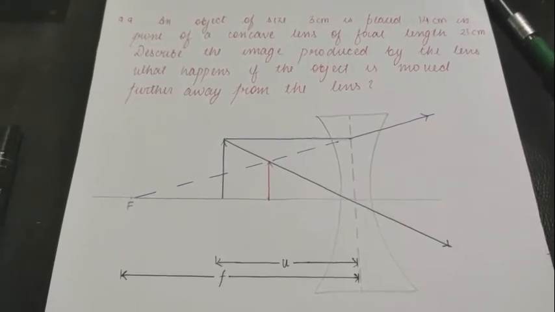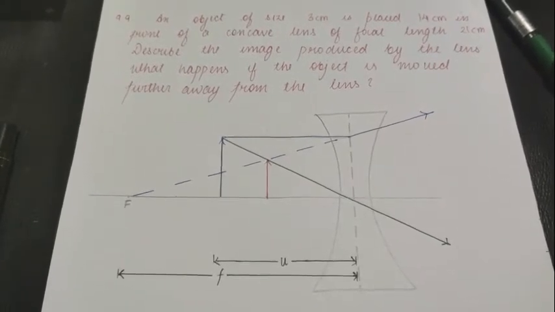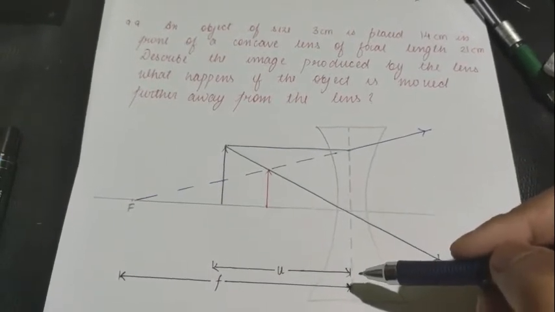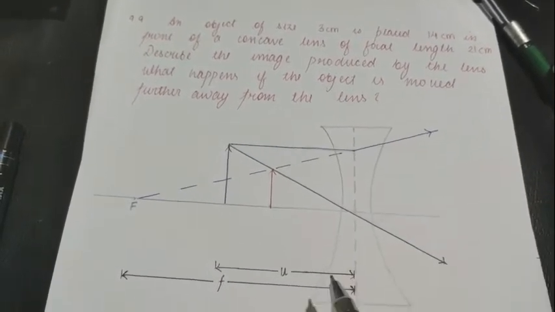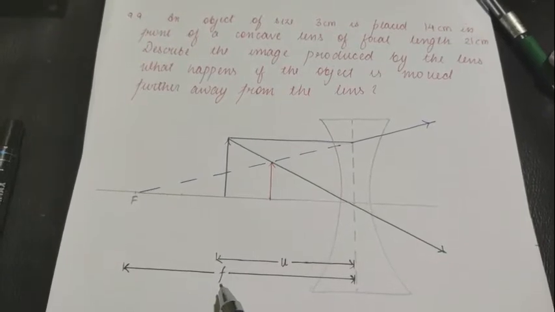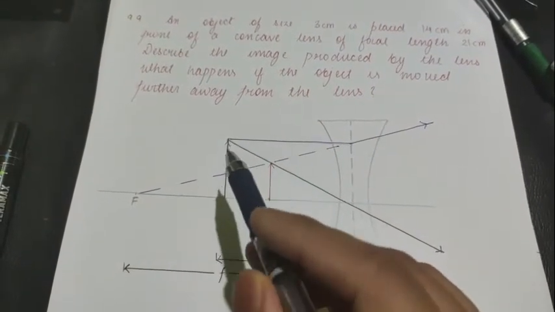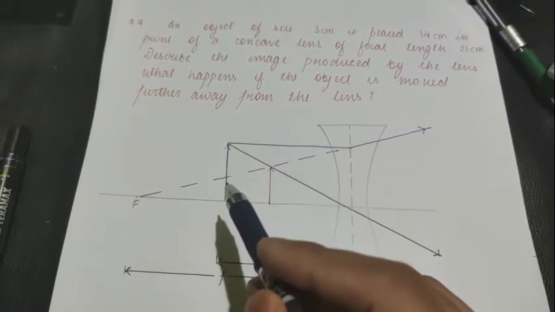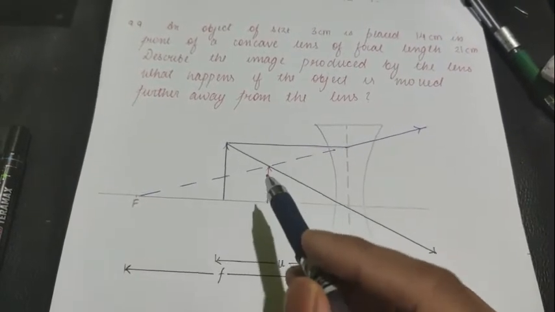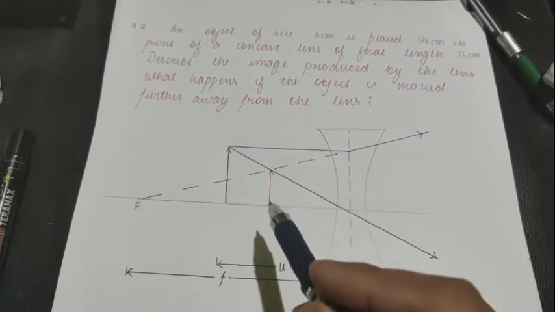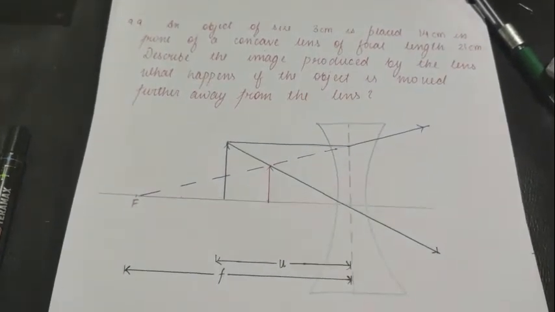So in this question they have said you have a concave lens. This concave lens has some focal length f. You placed an object O, clear. This object forms an image. They have asked you to describe this image, clear.